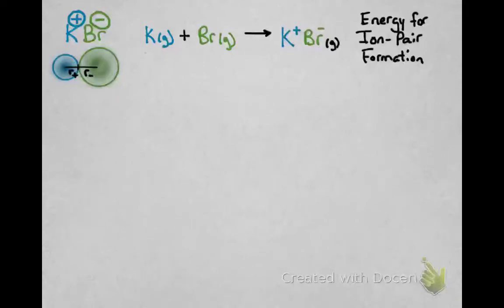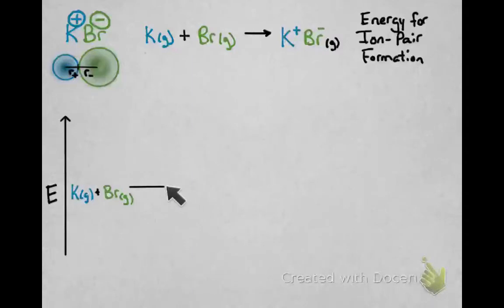ion pair formation. I'm going to provide a diagram too that's going to help illustrate what's going on in the process. We're just going to do a qualitative scale of energy increasing as you go up on the y-axis. We'll start with the gaseous atoms of potassium and bromine, of course neutral charge, and the line here just represents the relative energy for these two as the reactants.